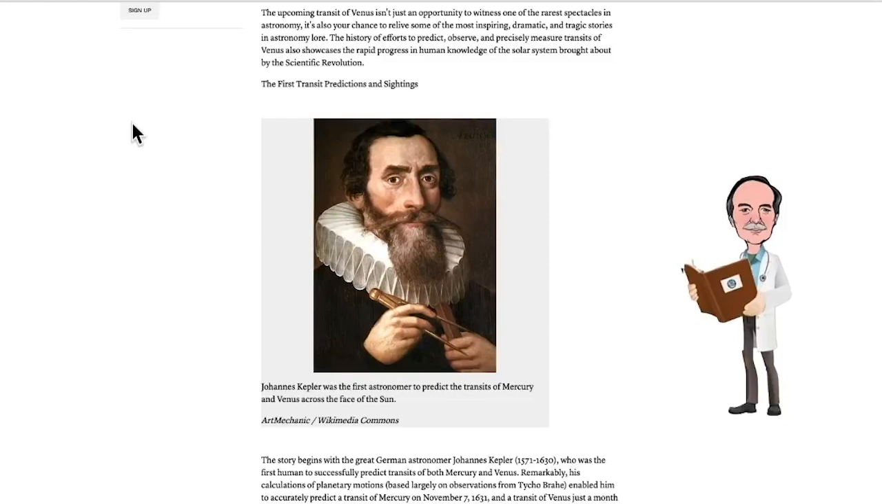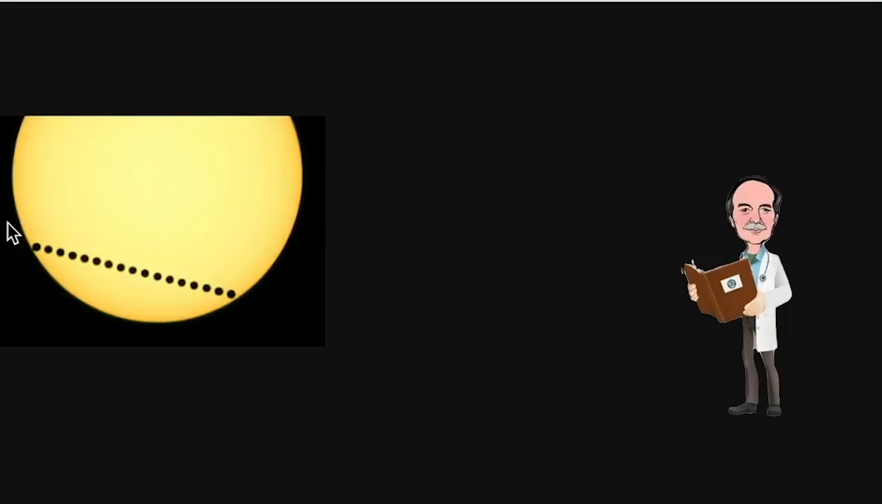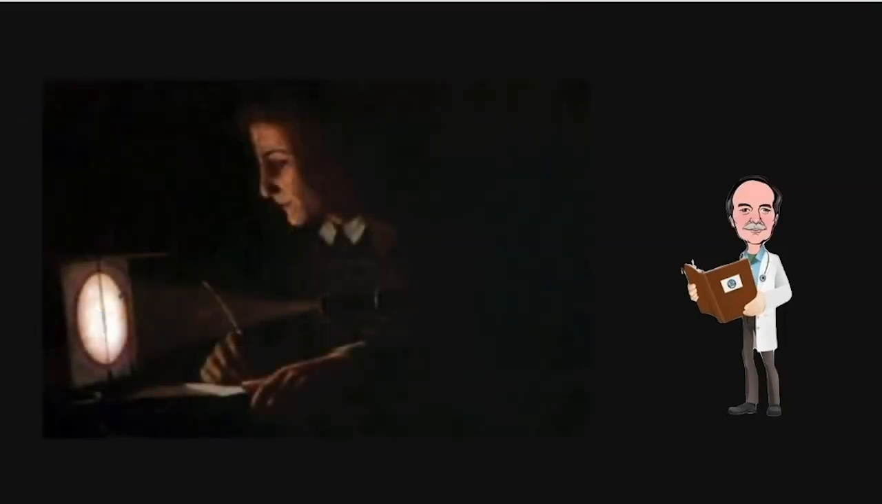A transit is when an observer on Earth sees either Mercury or Venus pass in front of the sun. Here's a transit of Mercury, and here is a transit of Venus.